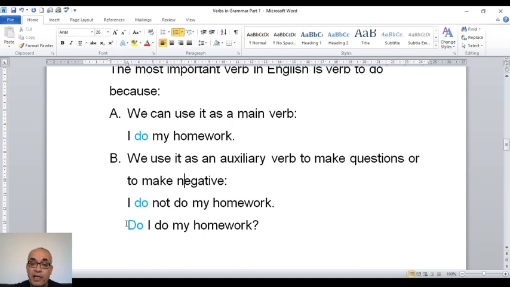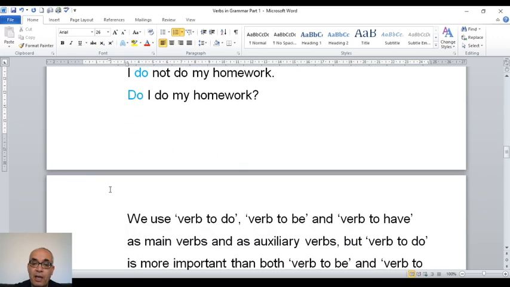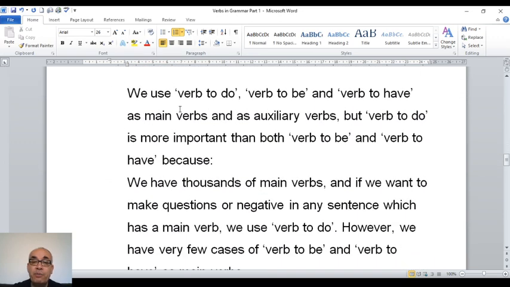Here I use do to make a question. Do I do my homework? So I can use do as an auxiliary verb to make questions and to make negative. We use verb to do, verb to be, and verb to have as main verbs and as auxiliary verbs. Yes, that's true. But verb to do is more important than verb to have and verb to be.